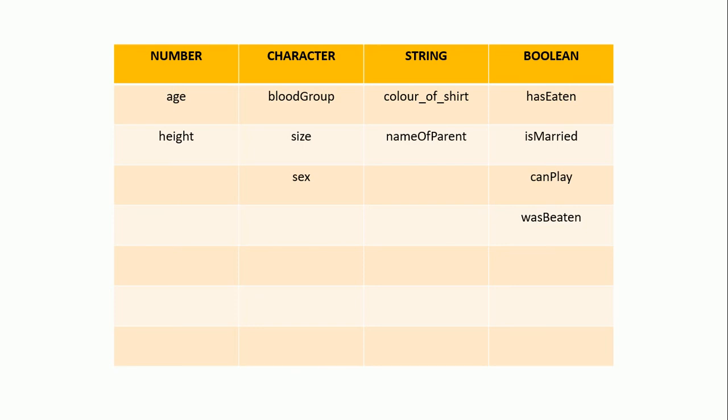That satisfies the third rule, which says the variable name should be short and meaningful. So by seeing age, I know I'm going to keep a number inside. By seeing height, I know it's going to be a number I'm going to keep inside. All right, let's go to the next one.